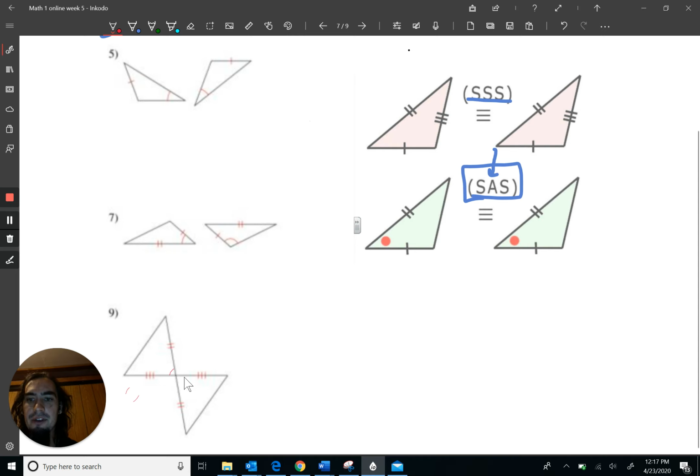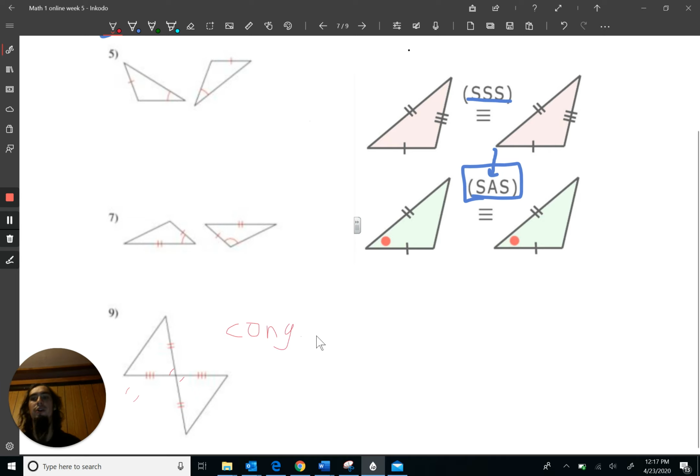I'm just going to fill this angle in real quick. This side and this side both have two markings, so they're the same. This side and this side both have two markings, so they're the same. And we see that the angles are marked here and here, so those angles are the same also. So I've got a side, an angle, and a side in that order. And on this side, I've got a side, an angle, and a side in that order. So by side, angle, side, I can say that these two triangles are also congruent.